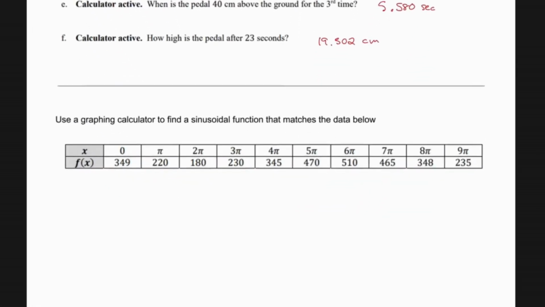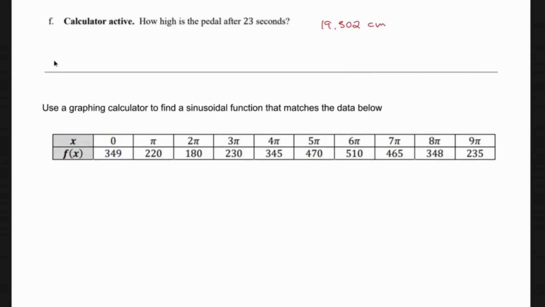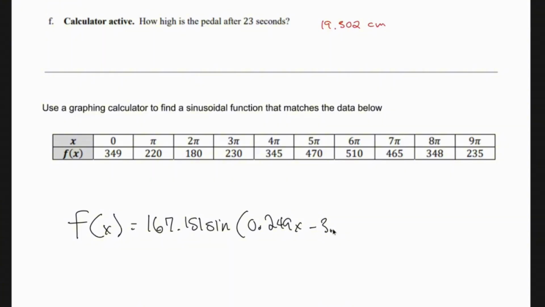Okay, so let's just write this mess out. For f of x equals 167.151 sine parentheses 0.249x minus 3.123, close it, plus 346.864, robot voice. Yuck, yuckity, yuck, yuck, yuck. And that's not me laughing, that's me just saying gross. All right.